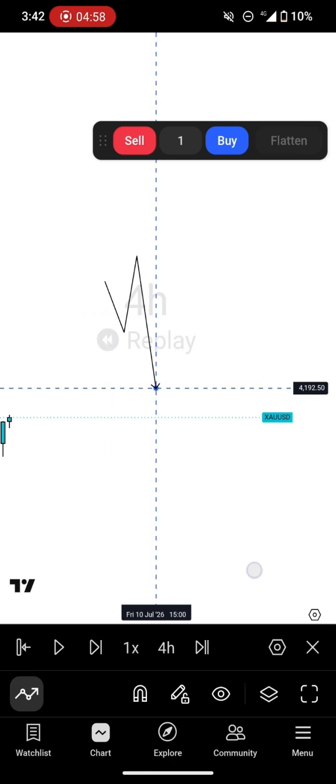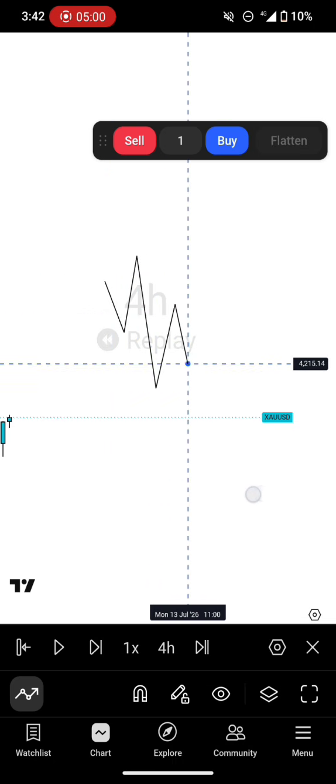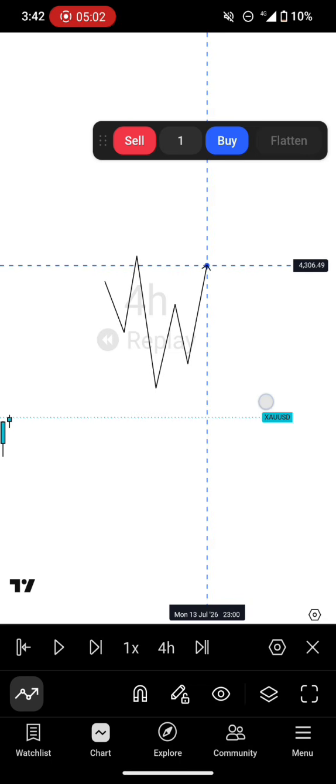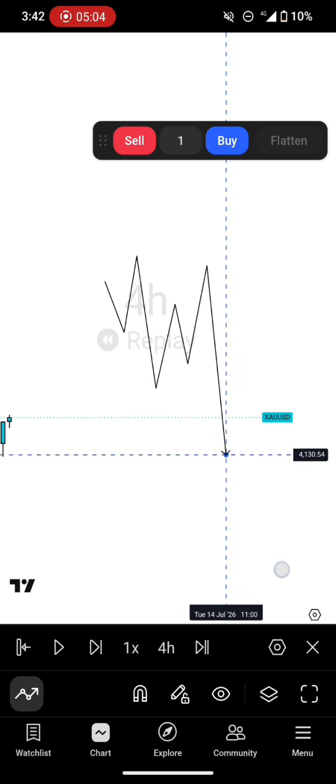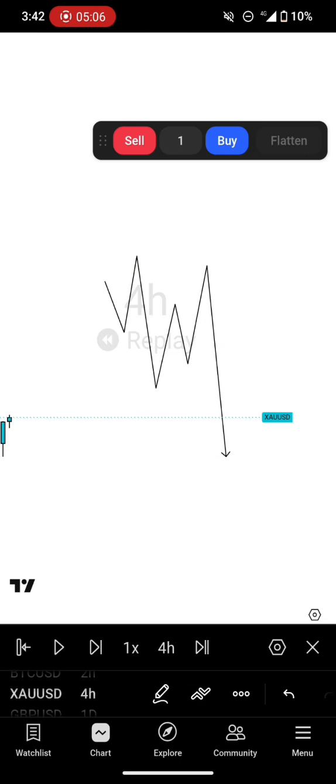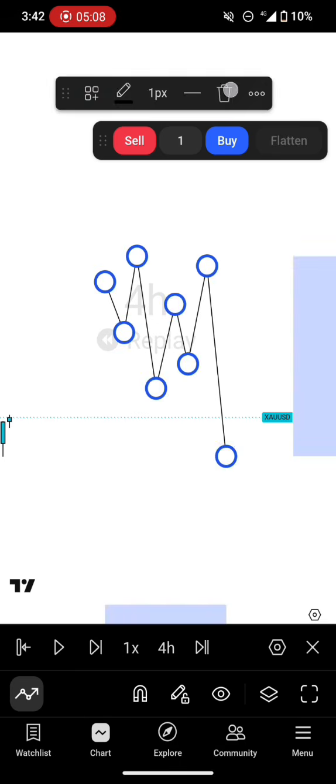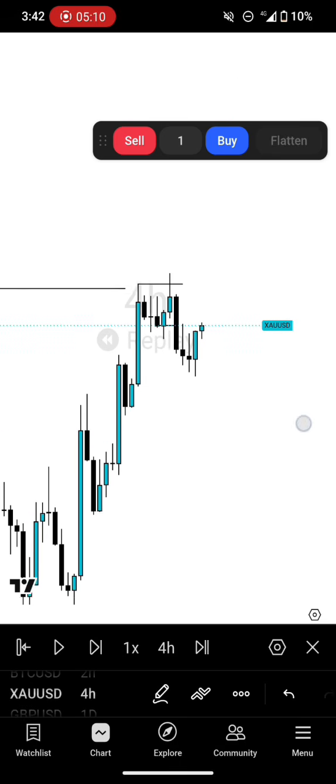I want to see a sweep and a break, liquidity, and also a reaction from a key level that is very close to the liquidity. This is just very simple, and this is not a new thing. You already know this before now. So coming back to this place, what do you see?